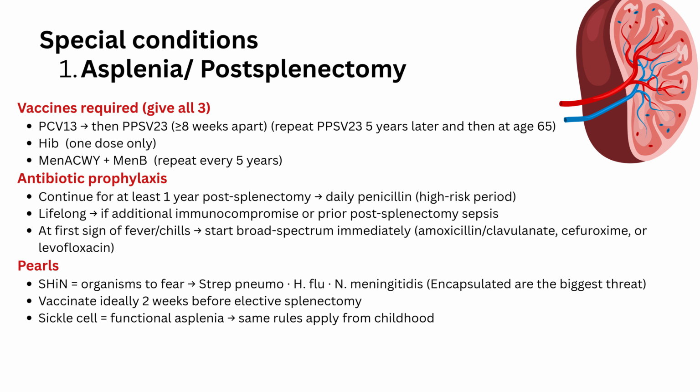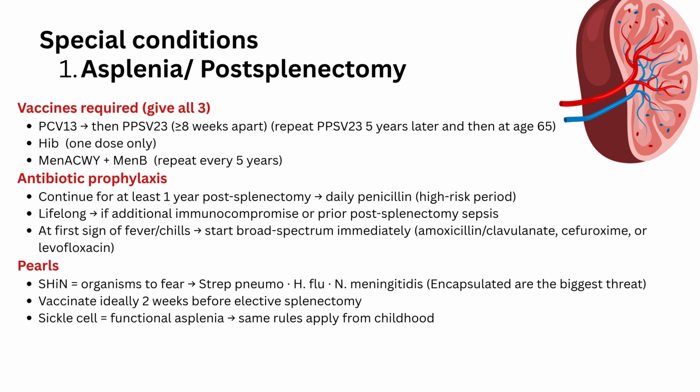Now here's a very high-yield way to remember why this is so important. Think of shin. Without a spleen, there is a shin-sized gap in immune defense. S stands for Streptococcus pneumoniae. H stands for Haemophilus influenzae. N stands for Neisseria meningitidis. All three are encapsulated bacteria, and normally the spleen helps clear them from the bloodstream. Without it, the body loses a major line of defense.